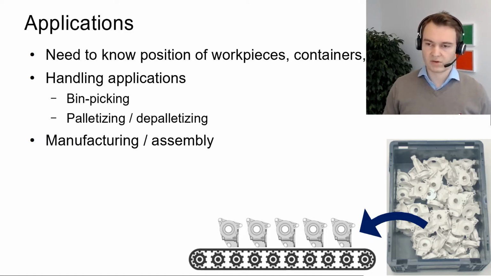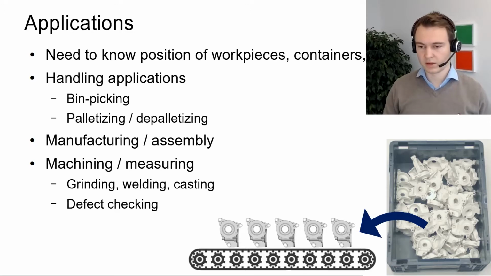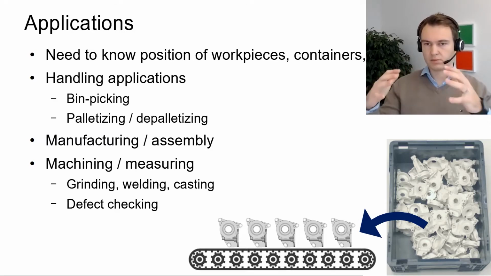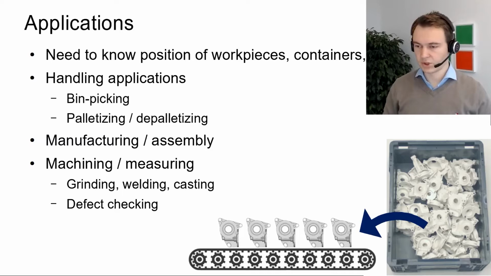For the more complex ones, there's all kinds of manufacturing or assembly applications. When you want to put two pieces together, you need to locate them, and then you can actually assemble them together. Or there are applications in the machining area where you want to grind objects, welding, casting, anything like that. And on the more complex side, also defect checking, because if you have located the object in the point cloud, you can also build difference volumes on the object itself to check for completeness and so on.